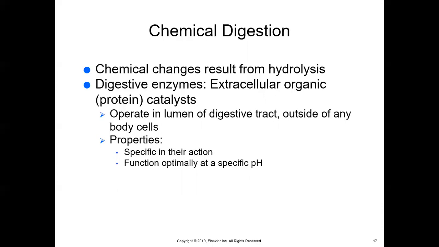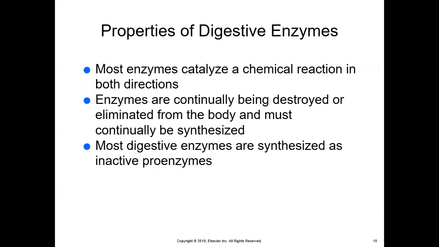Some properties of chemical digestion: they're very specific in their action. Certain enzymes only act on certain things, and they function optimally at a specific pH. So at certain pHs, they will work best. Other pHs, they won't work. So, properties of digestive enzymes: most enzymes catalyze a chemical reaction in both directions. So an enzyme for a particular substance will break it down or help build it up. Enzymes are continually being destroyed or eliminated from the body and must continually be synthesized.